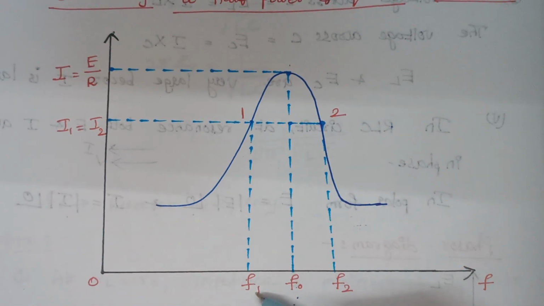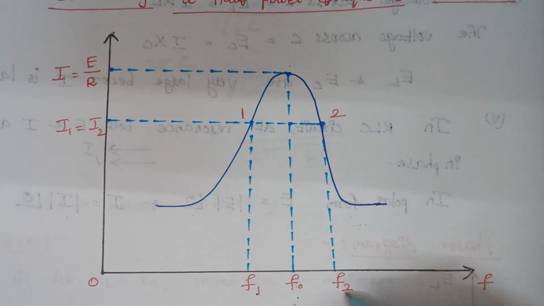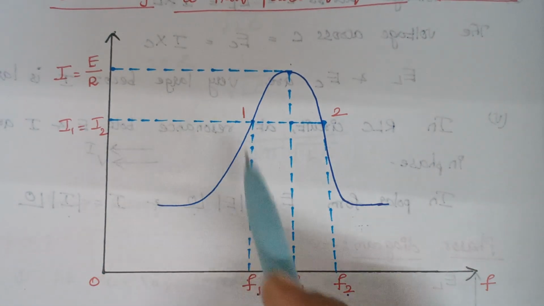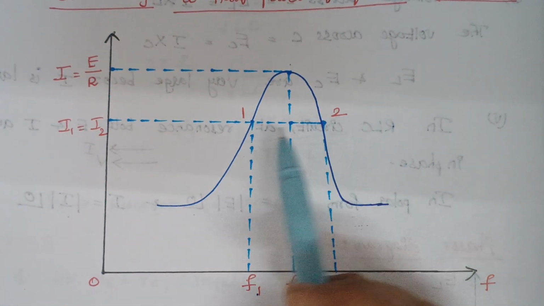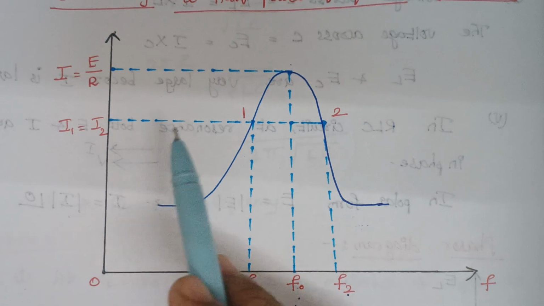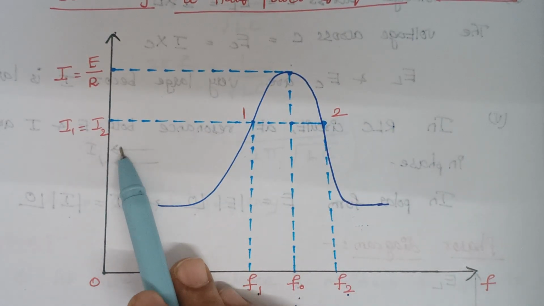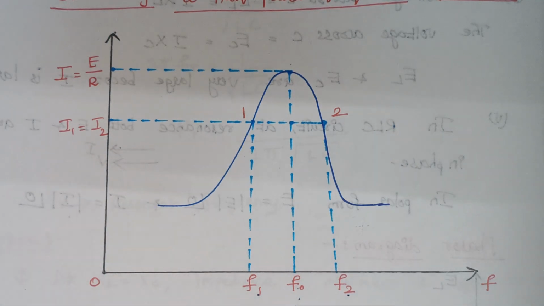F1 is called the lower half power frequency and F2 is called the higher half power frequency. And the current at F1 is I1 and the current at F2 is I2. Here both the currents are the same, therefore I1 is equal to I2, right?